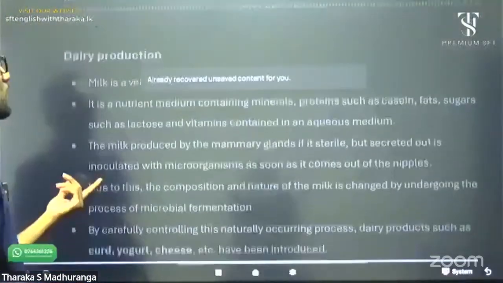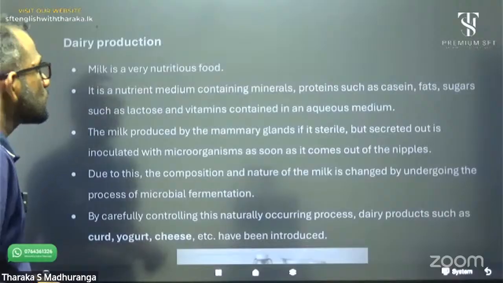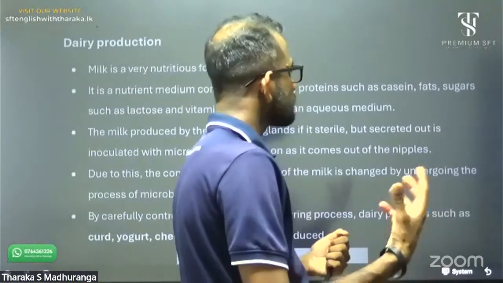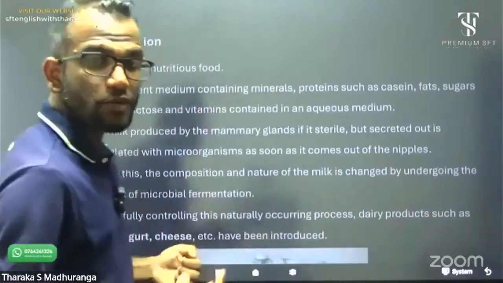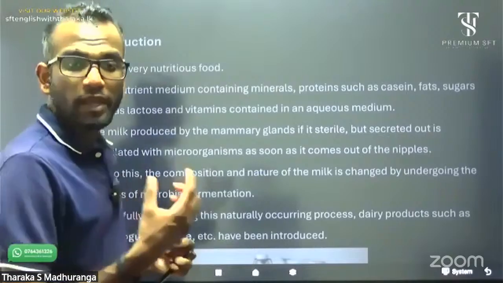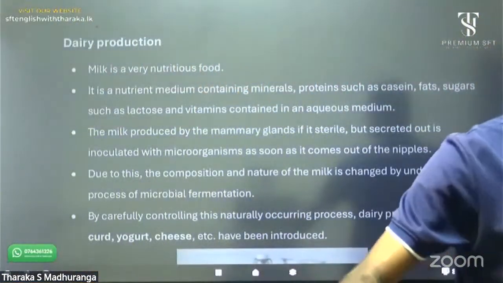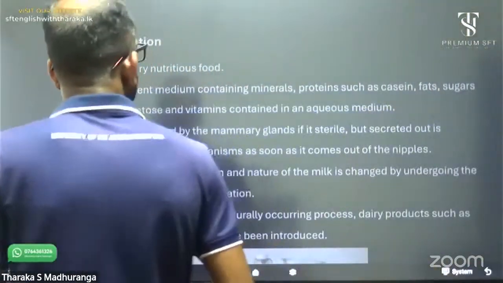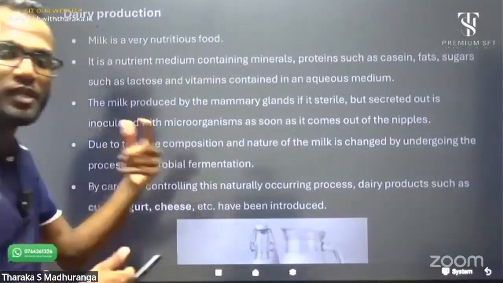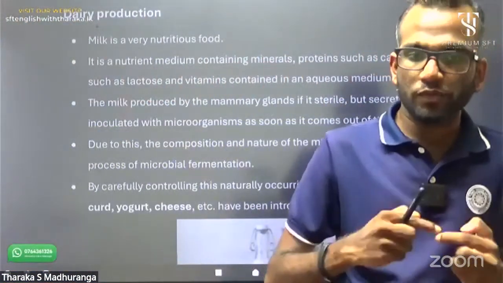Okay. Dairy production. Milk is a very nutritious food. It is a nutrient medium containing minerals, proteins such as casein, fats, I forgot fats are also there, and sugar such as lactose. That means the main carbohydrate type is lactose. And vitamins contained in aqueous medium. Aqueous medium means water soluble, all compounds dissolved in water solution, right?